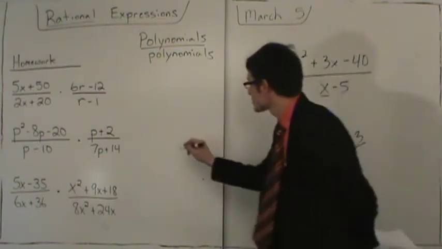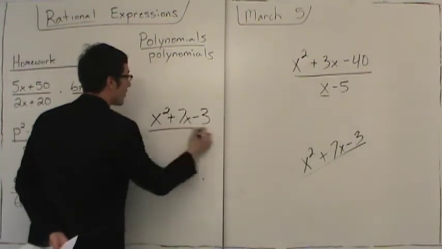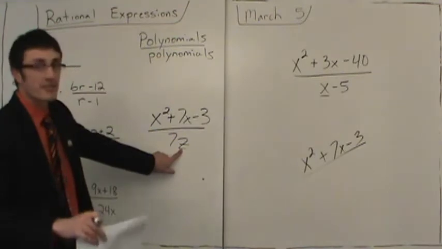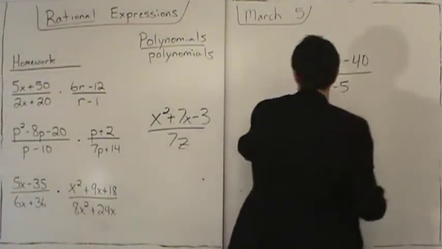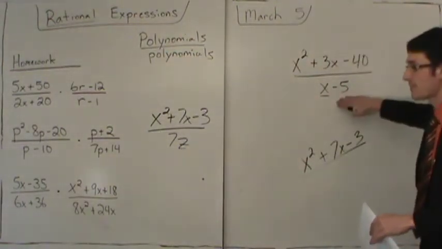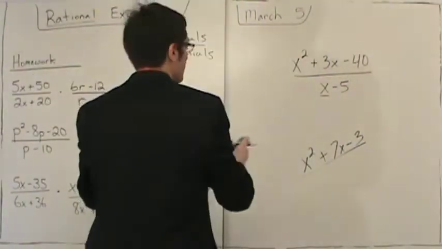However, if I write x squared plus 7x minus 3 over 7z, because there is a variable in the denominator, the most specific thing we can say is rational expressions. So we are looking at rational expressions today, polynomials divided by polynomials, and here we have a trinomial divided by a binomial. Now, reminding you that you've already simplified these in the past.